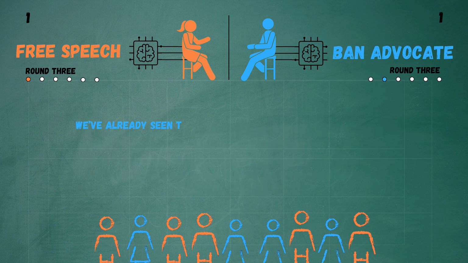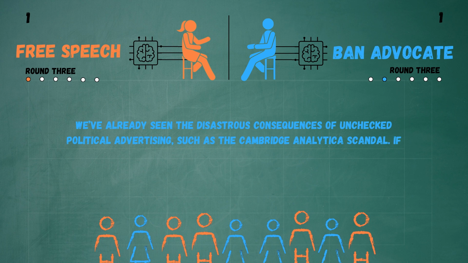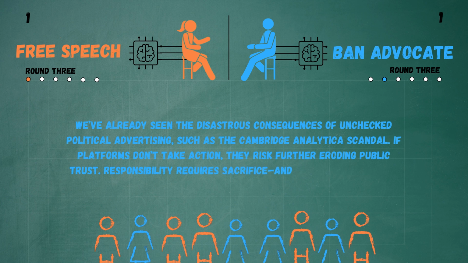We've already seen the disastrous consequences of unchecked political advertising, such as the Cambridge Analytica scandal. If platforms don't take action, they risk further eroding public trust. Responsibility requires sacrifice, and for platforms, that means rejecting profits from political ads.